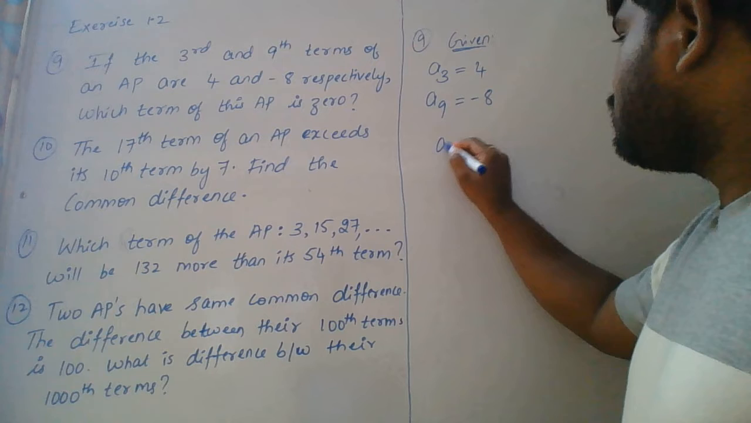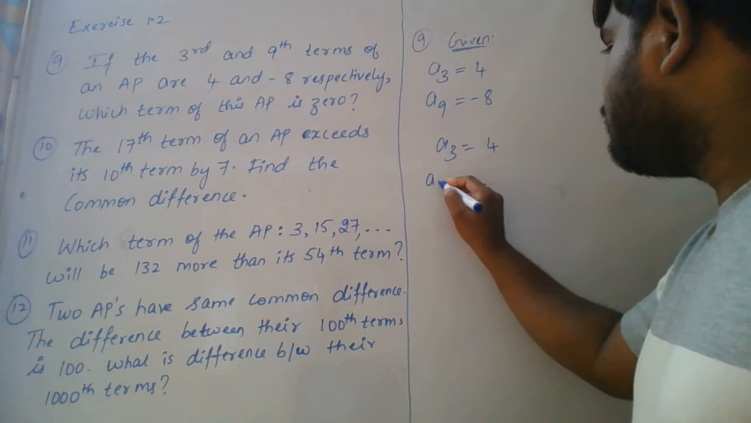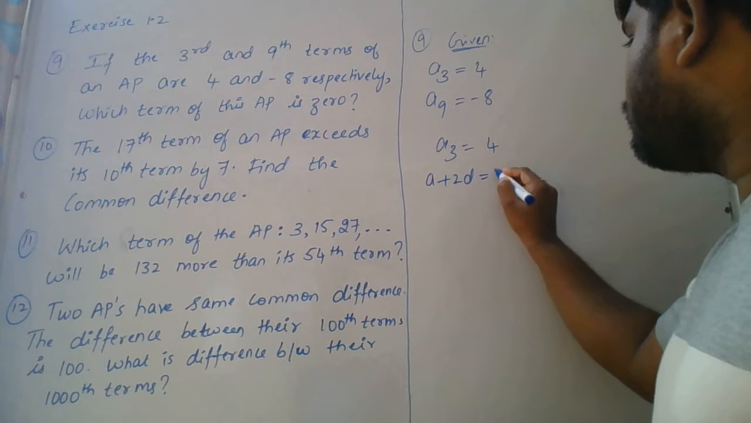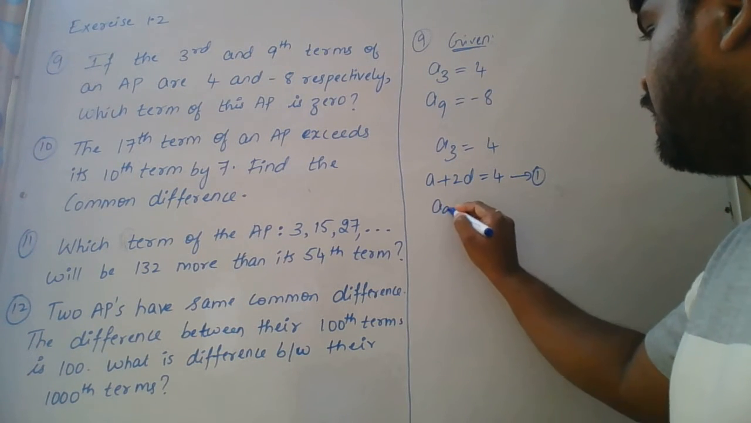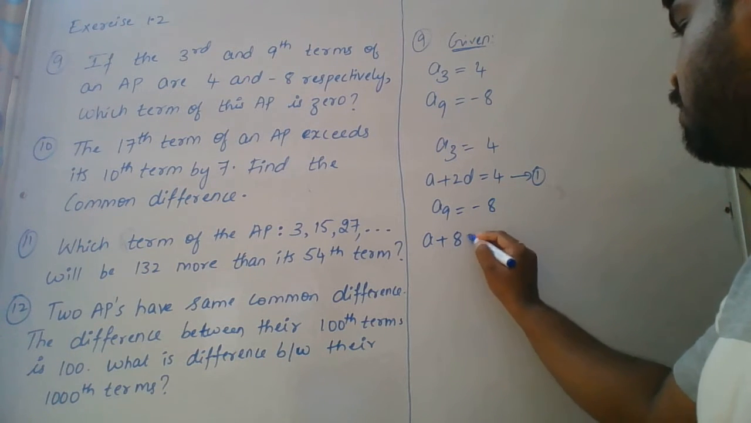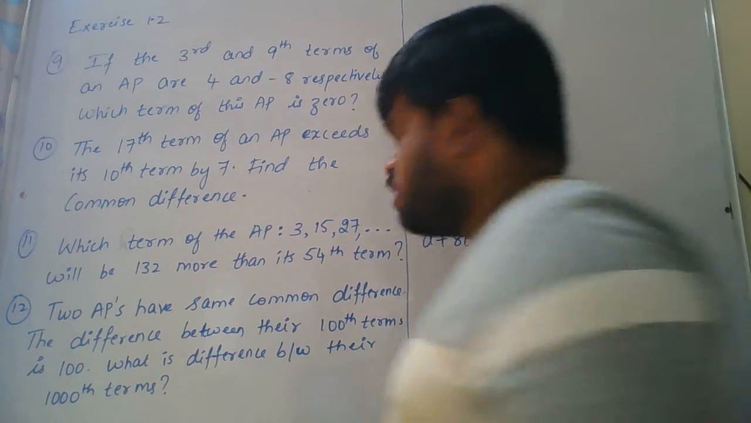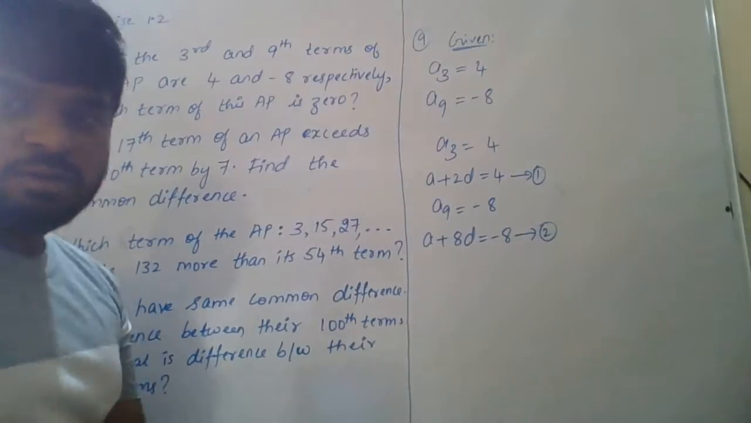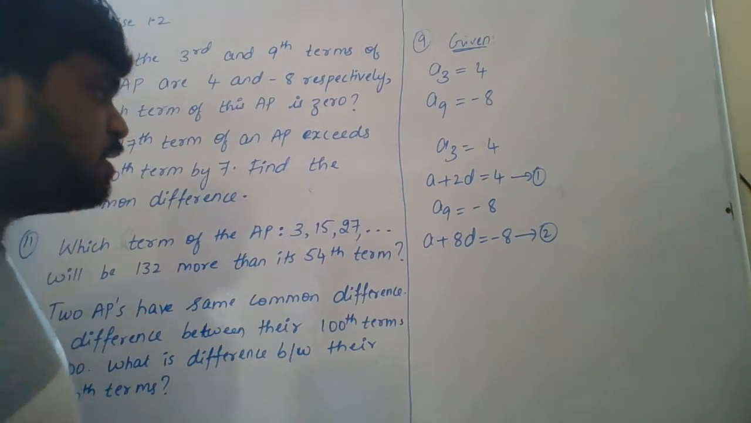A3 is equal to 4. That is, the third term is 4, which implies A plus 2D is equal to 4. Equation 1. Similarly, A9 is equal to minus 8, which implies the ninth term can be written as A plus 8D equal to minus 8. Equation 2. Let's solve equations 1 and 2 by the elimination method.